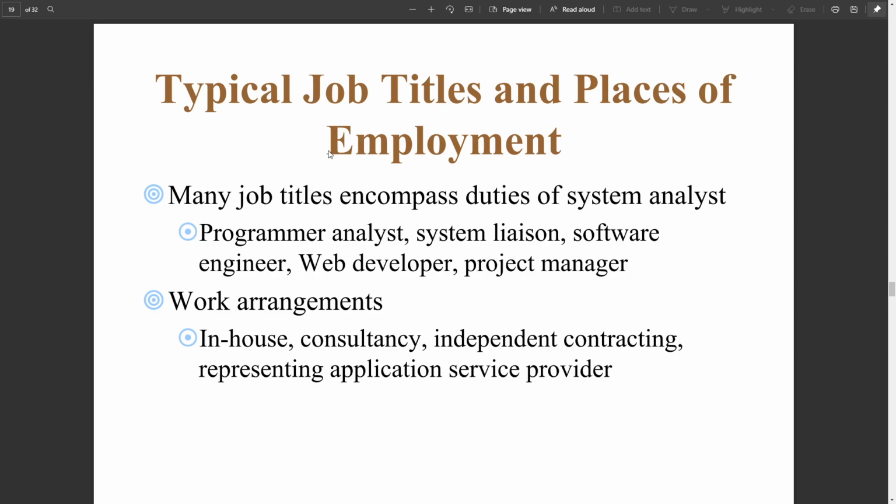So typical job titles and places of employment. So again, yung sabi ko kanina, a systems analyst can be a programmer analyst, system liaison, software engineer, web developer, project manager. And yung work arrangements niya, pwedeng in-house, may consultancy, independent contracting, and representing application service provider.